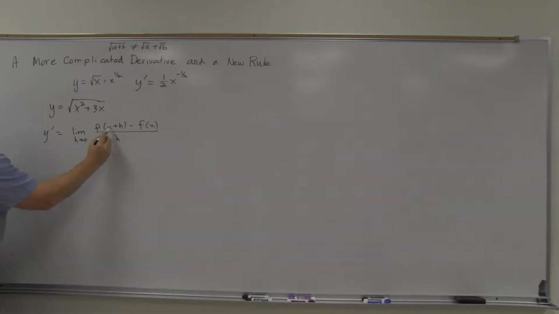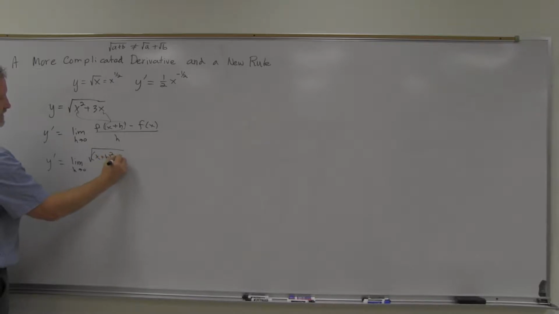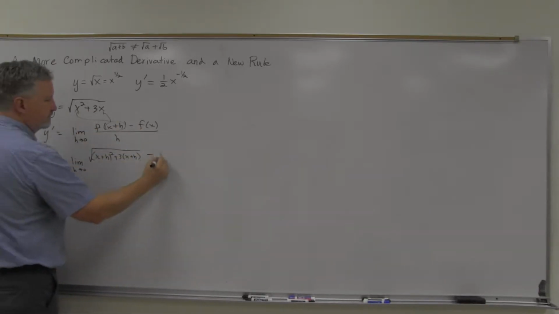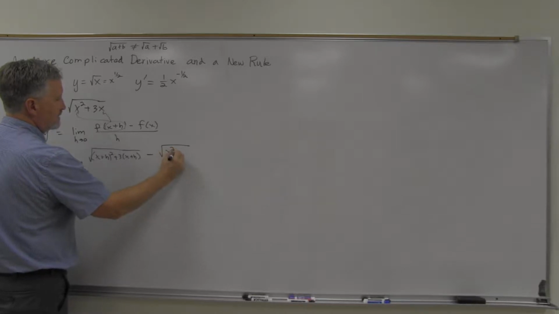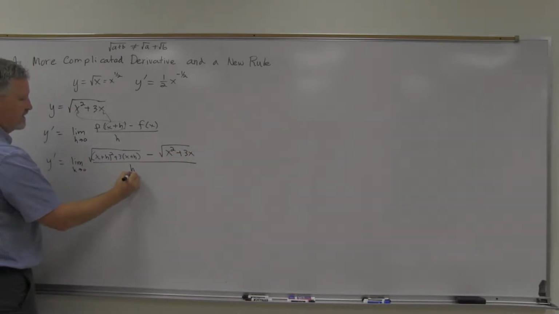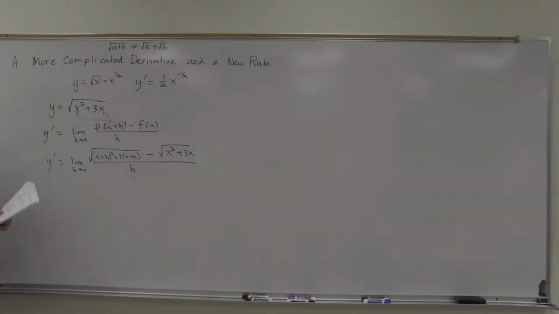What does it mean? Well, first of all, I'm going to plug in the x plus h. So that's going to give me y prime equals the limit as h approaches 0 of the square root of x plus h squared plus 3 times x plus h. Both of those x's are replaced by x plus h. Then I subtract f of x. Well, y is the f of x. So subtract the square root of x squared plus 3x, and then divide that all by h.